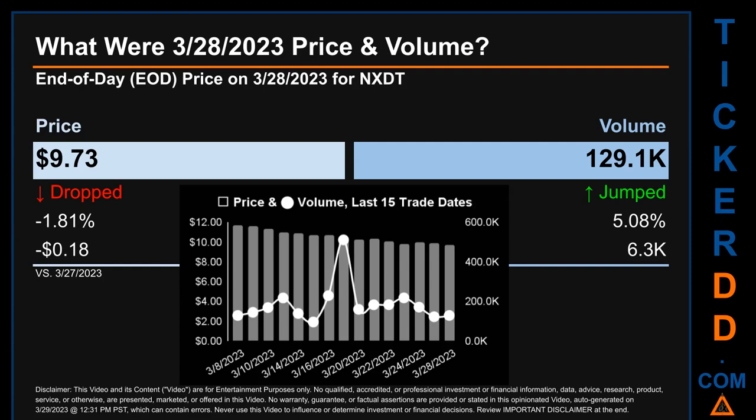Across a range of $1.97, the max and minimum end-of-day price were respectively 11.7 and 9.73. Volume saw a range of 415,000, from a day low of 96.3 thousand to a day high of 511.2 thousand.